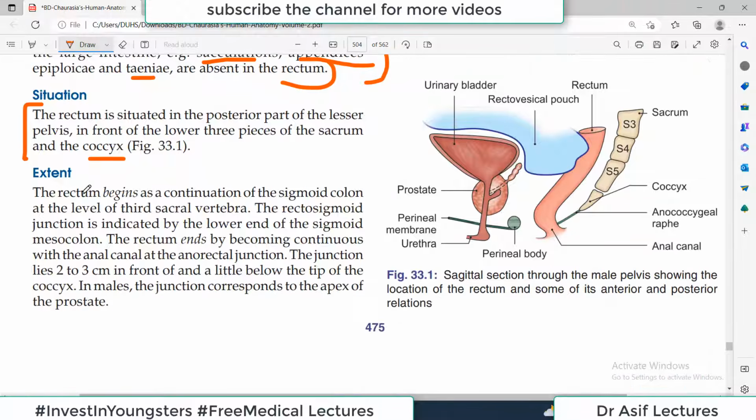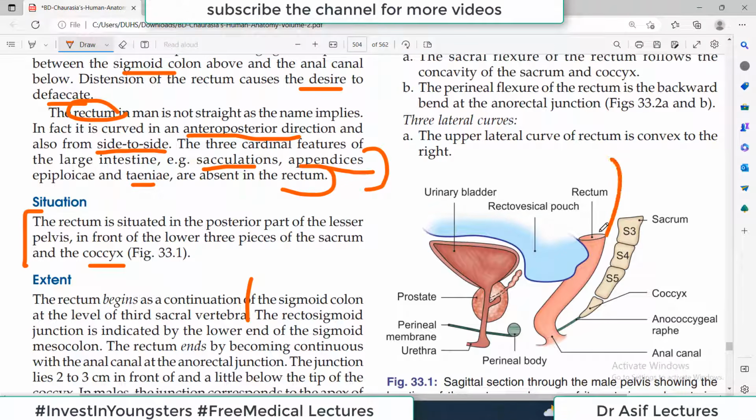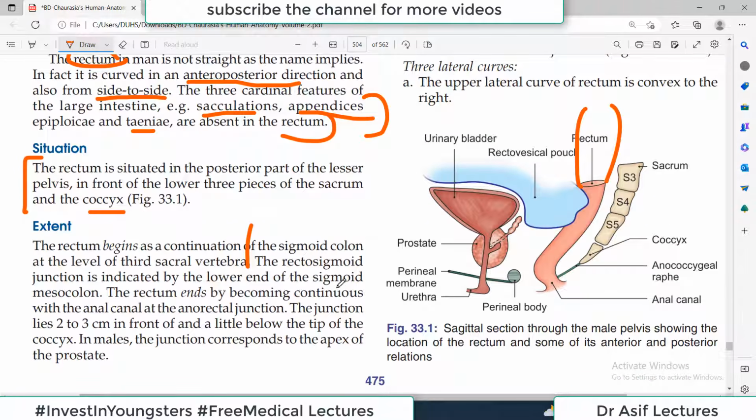Okay, extent. It begins as a continuation of the sigmoid colon at the level of the third sacral vertebrae. Now this is the third sacral vertebrae. इसके ऊपर जो है वो sigmoid colon होगा और third sacral vertebrae से आप देख रहे हैं कि start हो जाता है rectum. Now the rectosigmoid junction is indicated by lower end of the sigmoid mesocolon. The rectum ends by becoming continuous with the anal canal at the anorectal junction. The junction lies 2 to 3 centimeter in front of and little below the tip of the coccyx. In males, the junction corresponds to the apex of the prostate. So let us visualize all what is written here in this diagram.